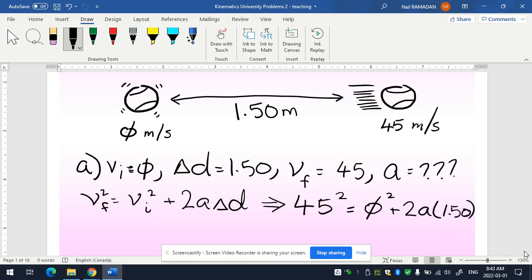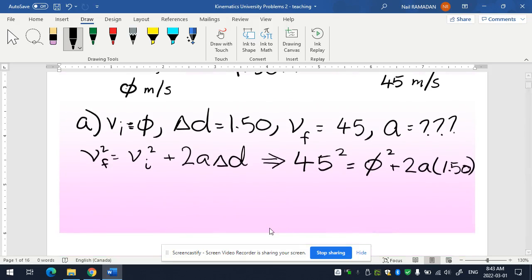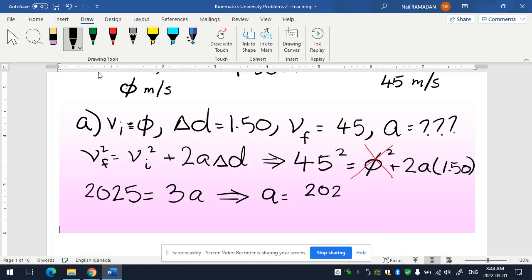Okay, let's clean up. What's 45 squared? 45 squared. 4.5 squared is 20.25, so 2025. 2025 equals... this could be completely eliminated. What's 2 times 1.5? 3A. Done. That's it. So A must be 2025 over what? Over 3.